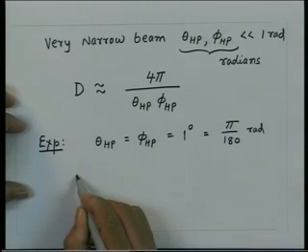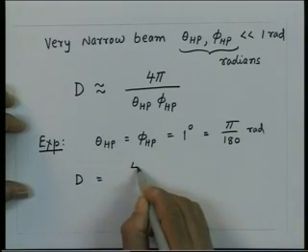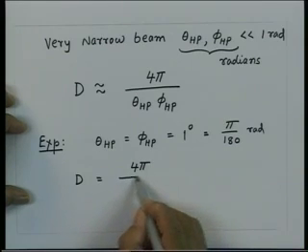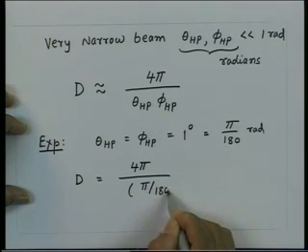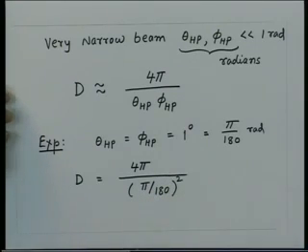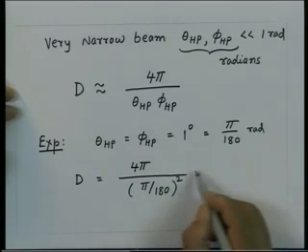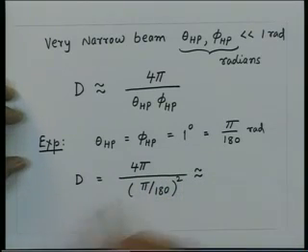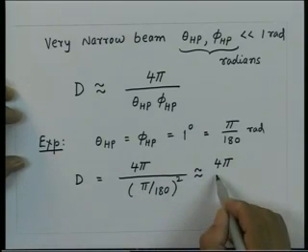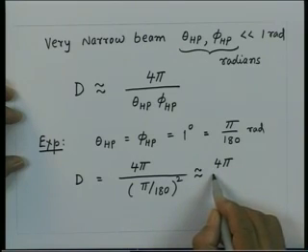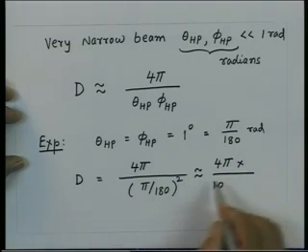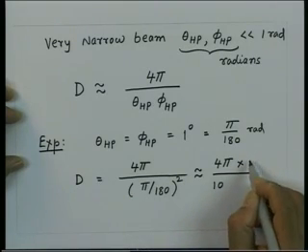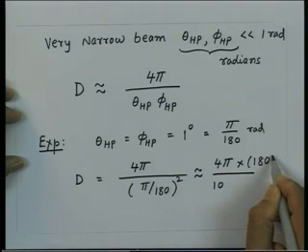So the directivity for this antenna D will be 4 pi divided by pi upon 180 whole square. So this value, if I calculate approximately, this will be 4 pi, this pi square will be approximately 10. So this is 10 pi square multiplied by 180 square, so this will be 180 square.